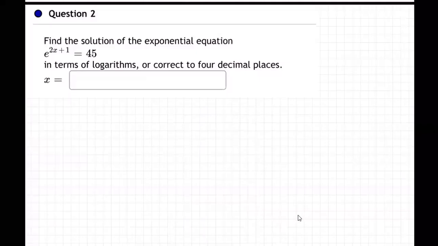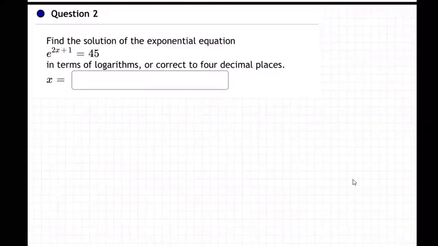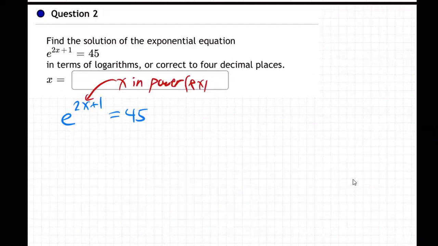Okay, so what we're trying to solve here, let me write this one down: e to the 2x plus 1 is 45. So this is an exponential equation, x in the power, exponent, exponential. So what do you do?